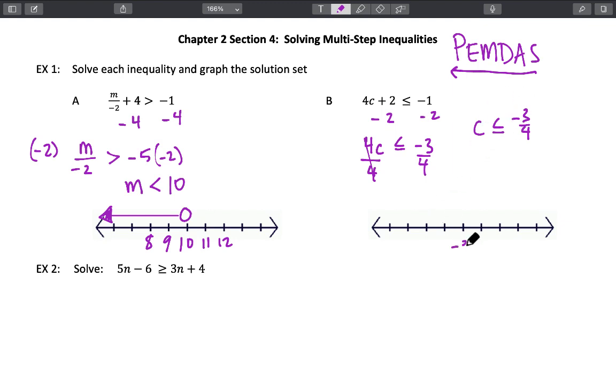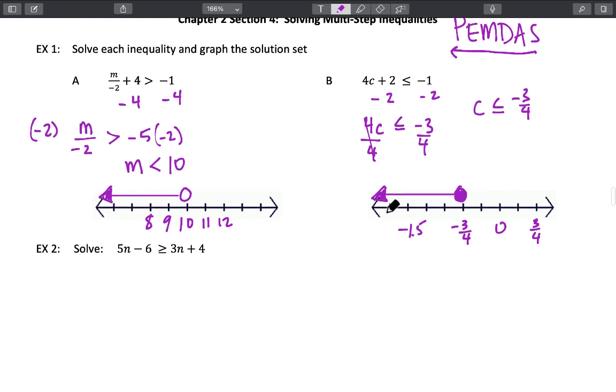All right, so we'll graph our inequality set here. Here's -3/4. Let's just go to 0. Let's go to +3/4, and then here we have -1.5, so on and so forth. We want all values less than or equal to -3/4, so we're going to close our circle here at -3/4, and our shading will go to the left again.